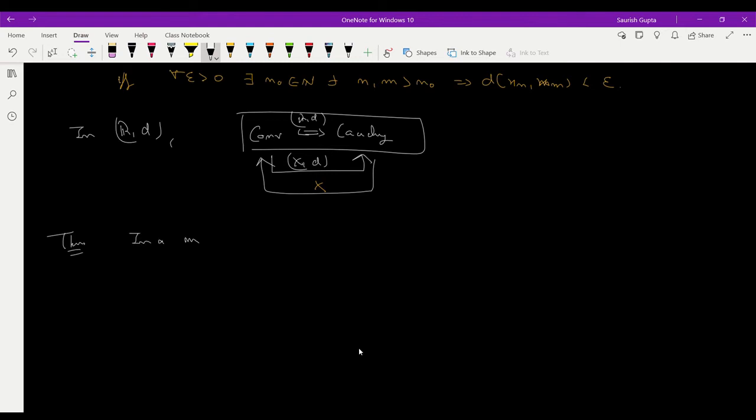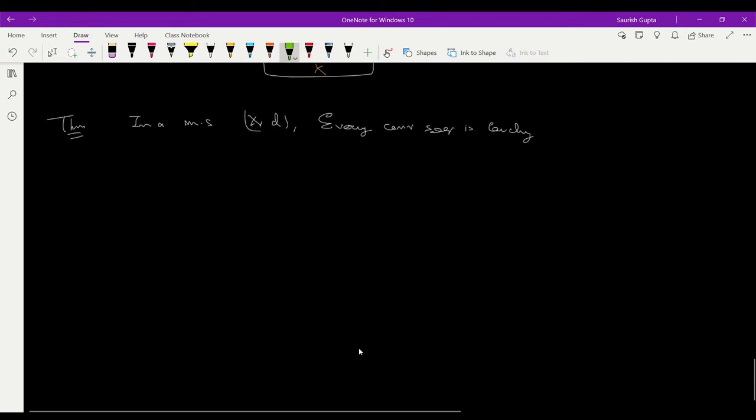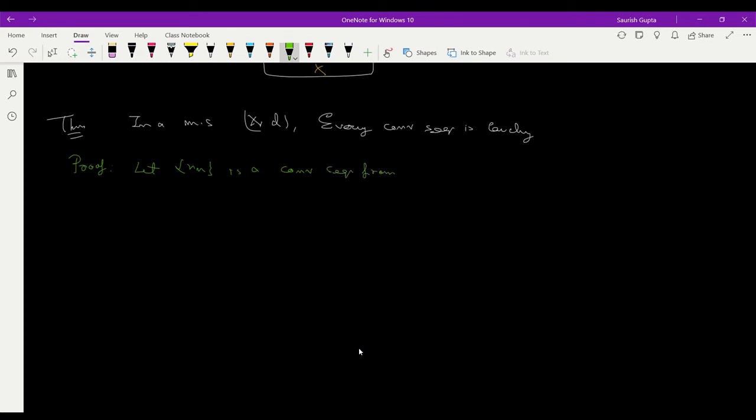In a metric space (X, d), every convergent sequence is Cauchy. Now let's prove it. So proof. Let Xn be a convergent sequence from X. So what does that mean? That means there exists some value x in X such that Xn converges to x.